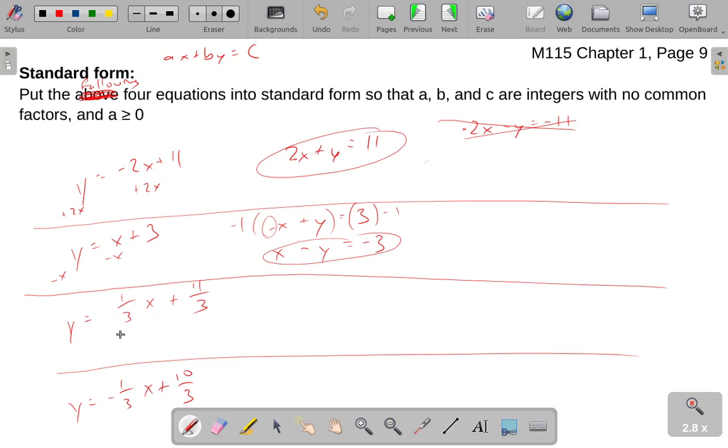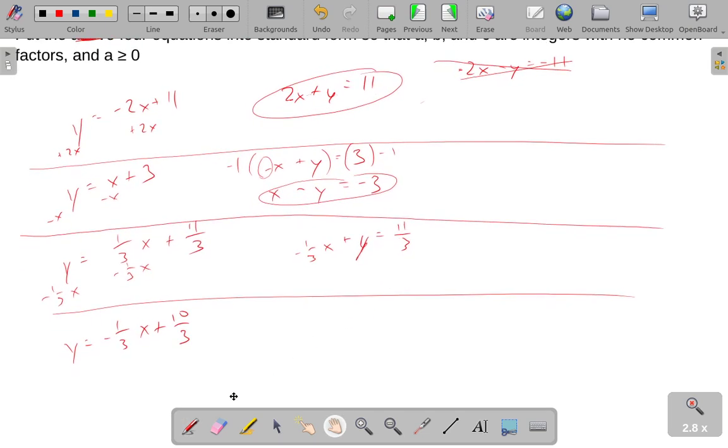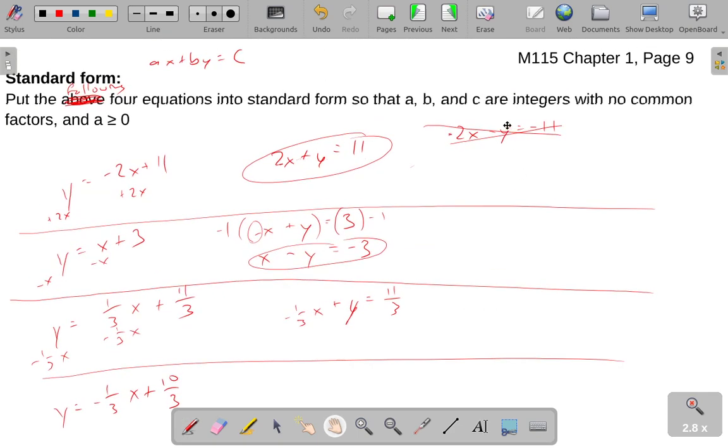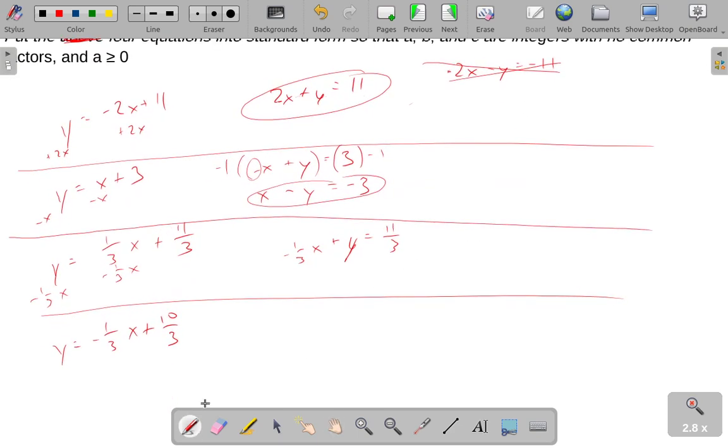Let's see. Again, I'm going to move my x term around. So I'll subtract 1/3 x from both sides. I get negative 1/3 x plus y equals 11/3. All right. My three coefficients here are not integers, and that's the first requirement. It says they are integers with no common factors. So to make them integers, I want to get rid of those denominators. I'm just going to multiply through everything by 3. In general, you would multiply through by your least common denominator.